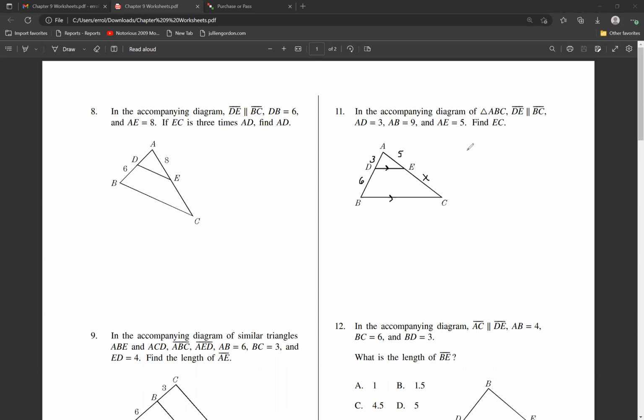Small triangle over... 3 over 9. Good. Equals what? 5 over x plus 5. X plus 5, right? We want the whole distance, just like over here, we wanted the whole distance. We got 9. So just add them together. X plus 5 would be the bottom here. Okay? All right, now cross multiply.